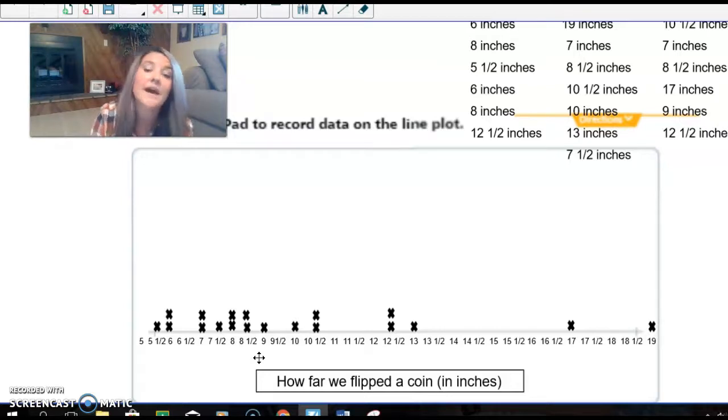That more than half of the data can flip a coin from 5.5 inches to 13 inches. I would say that. Or 5.5 inches, if you wanted to not consider that small clump there, to 10.5 inches, that more than half of the data could flip a coin 10.5 inches.